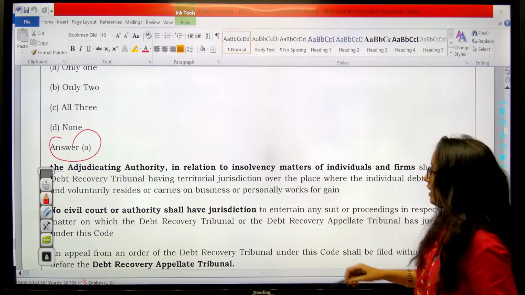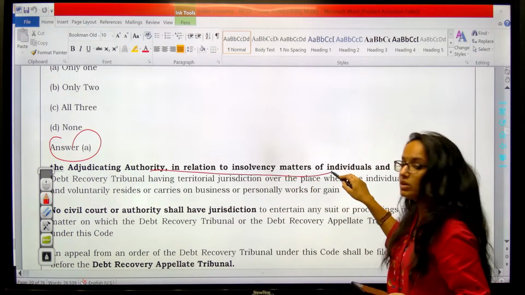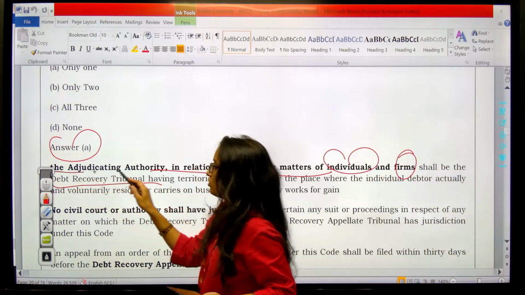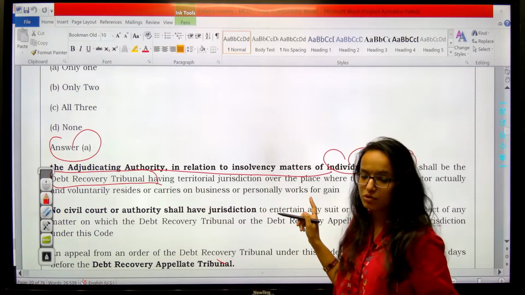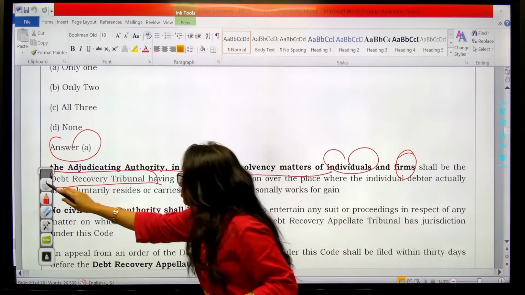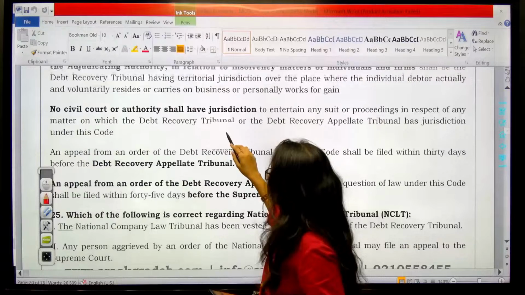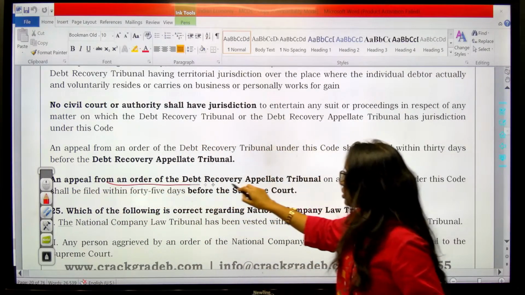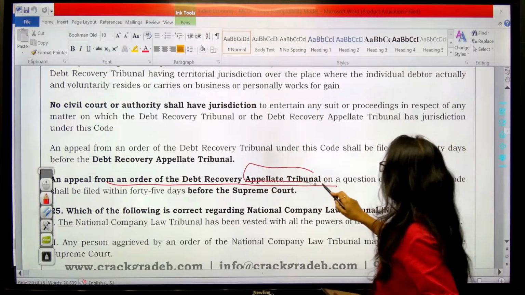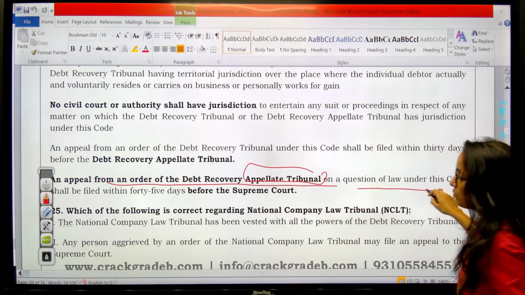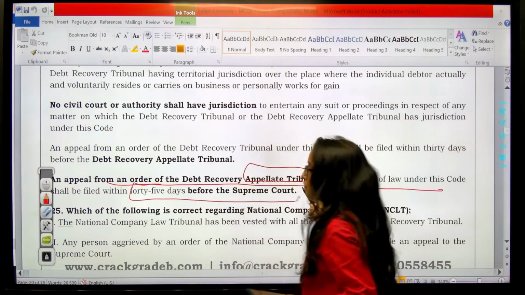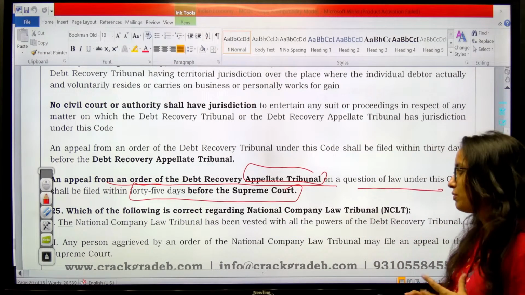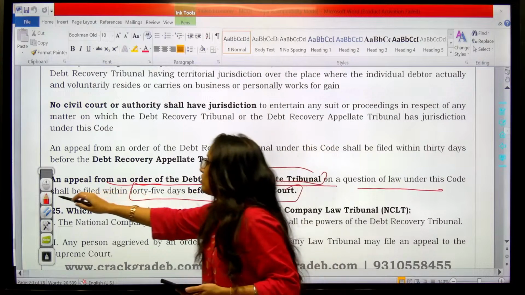Okay. Adjudicating authority in relation to insolvency matters of individuals and firms is Debt Recovery Tribunal, not for the companies, right? Also, an appeal from an order of the Debt Recovery Appellate Tribunal on a question of law has to be filed within 45 days before Supreme Court, as I told you. Within 45 days before Supreme Court, right? So this was the question.